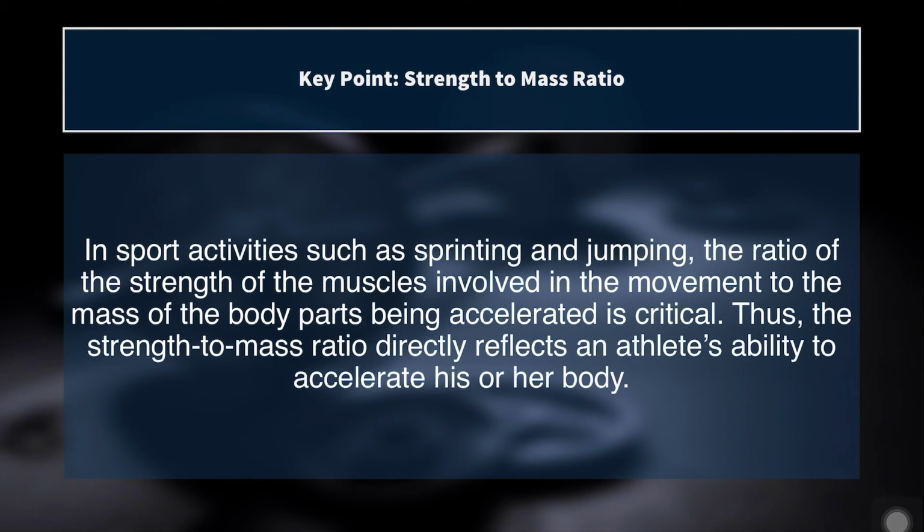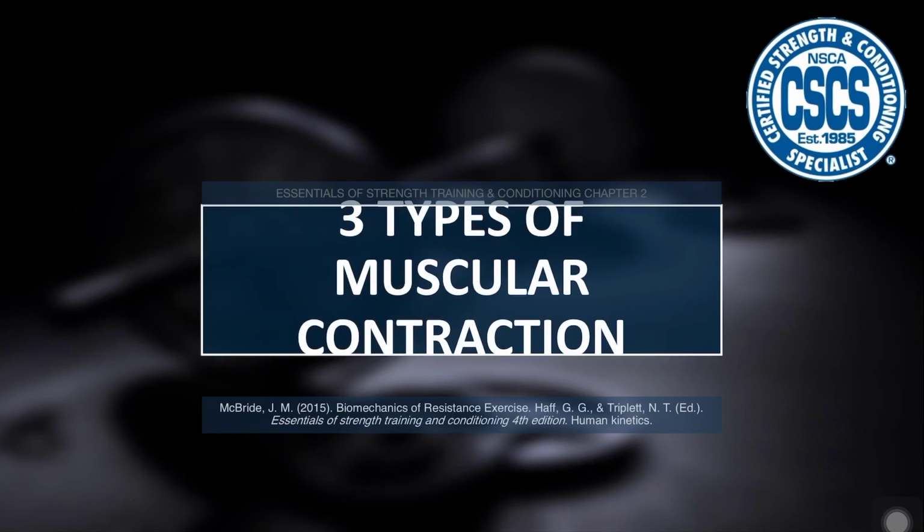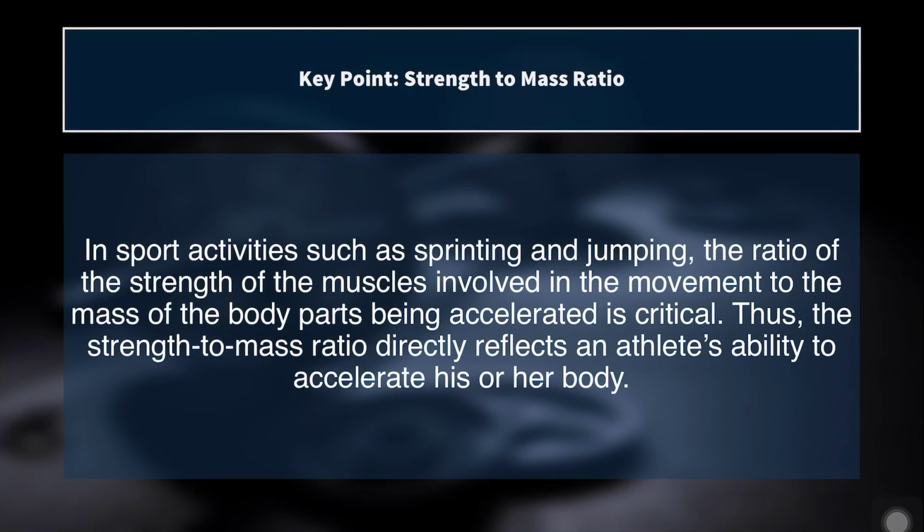So the key point here is that in sport activities such as sprinting and jumping, the ratio of the strength of the muscles involved in the movement to the mass of the body parts being accelerated is critical. Thus, the strength to mass ratio directly reflects an athlete's ability to accelerate his or her own body.